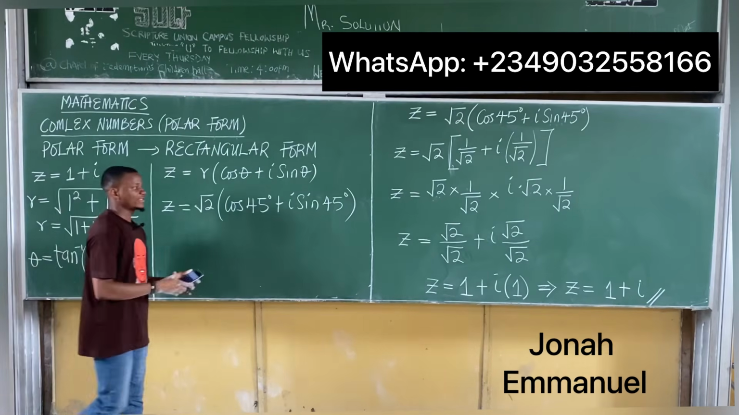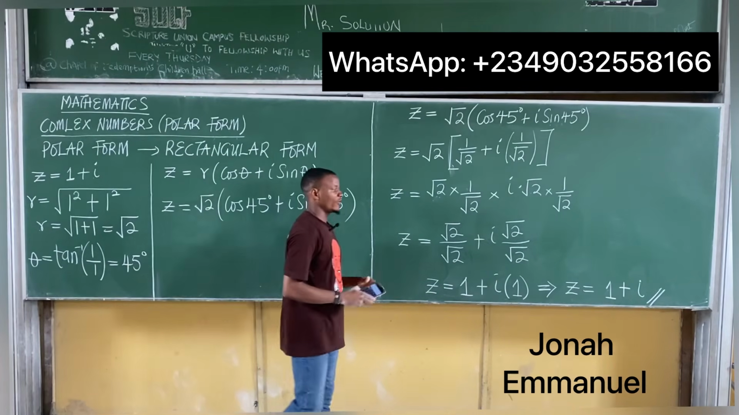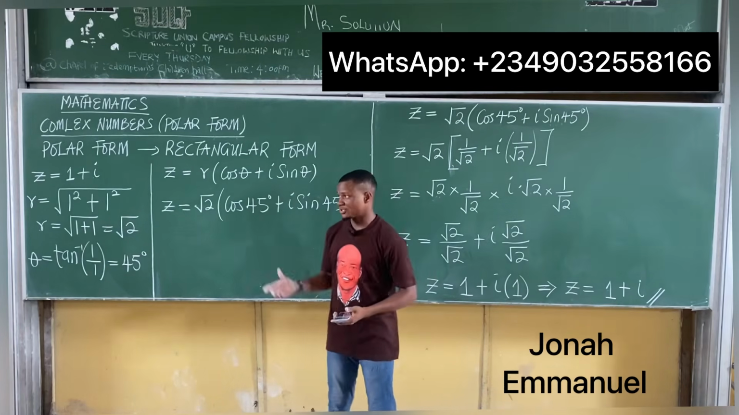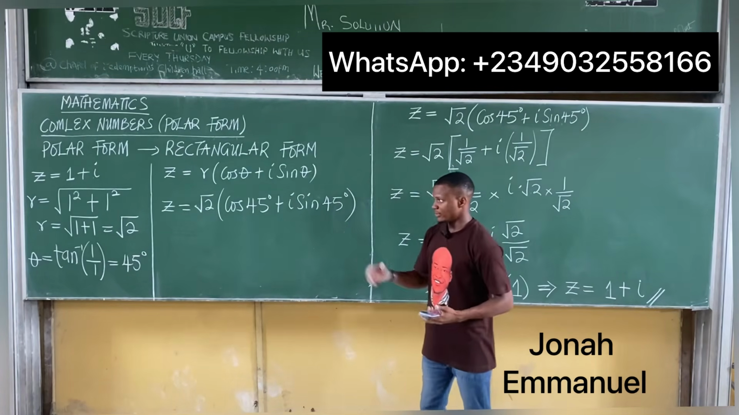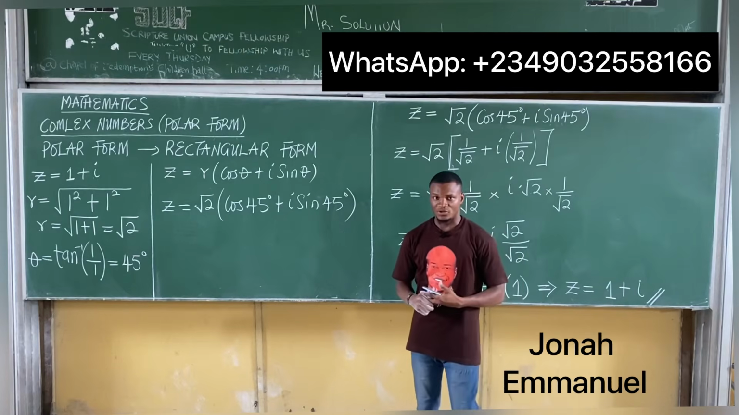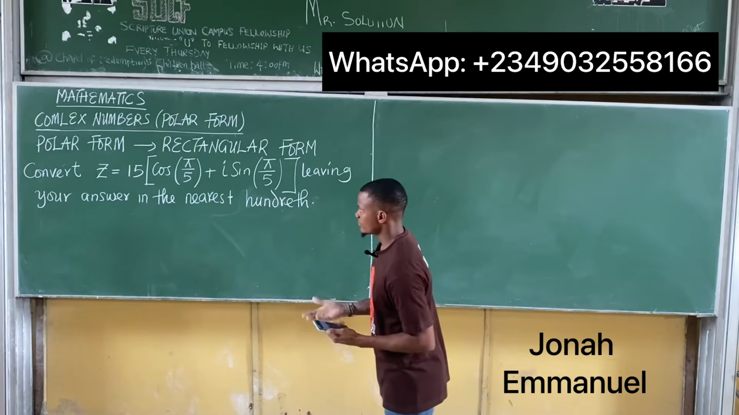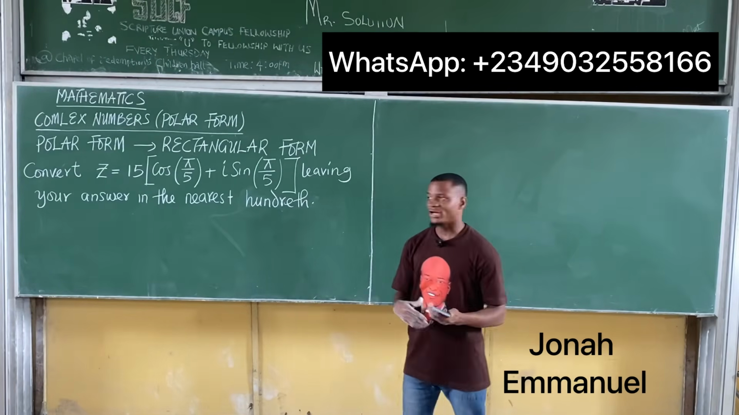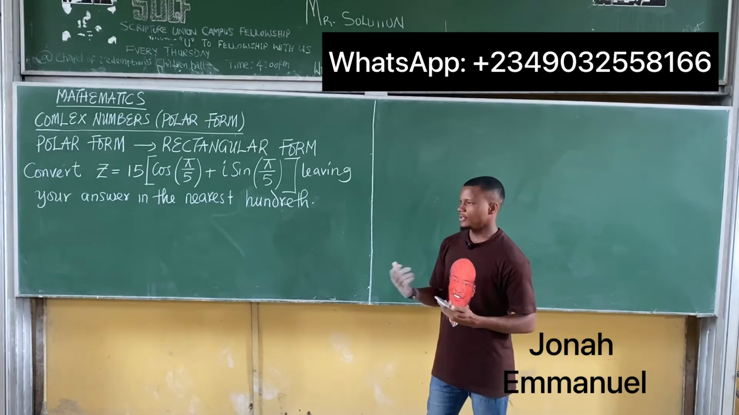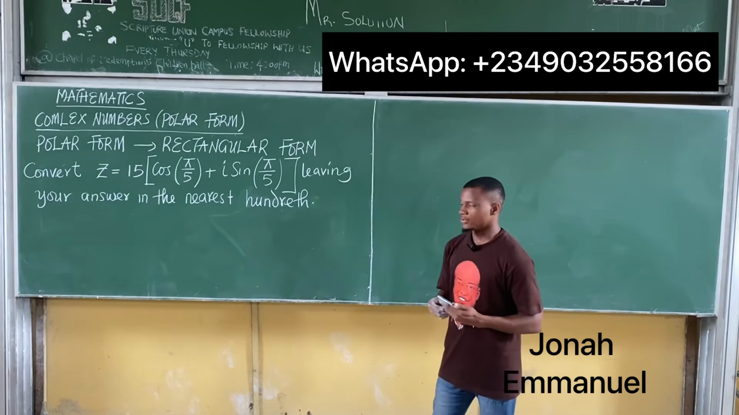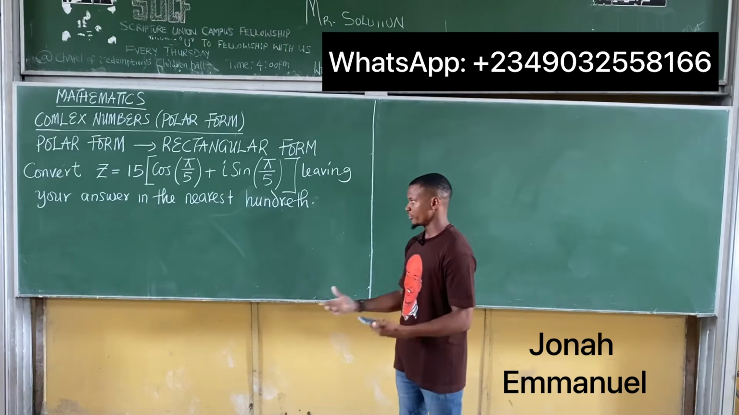Alright, so this is how you convert from rectangular form to polar form, and from polar form back to rectangular form. We'll take one more example on this, and we're done with today's class. Alright, so let's look at the final example on how to convert complex numbers from polar form to rectangular form. In this case, we'll be considering the polar form in radians form.